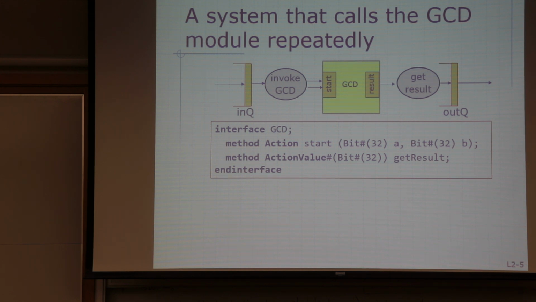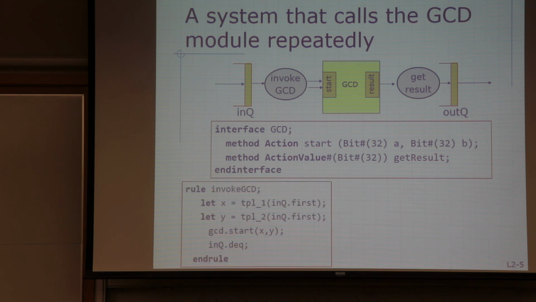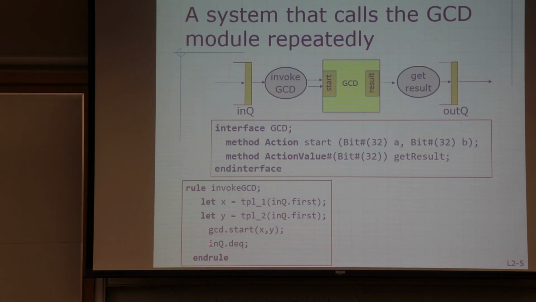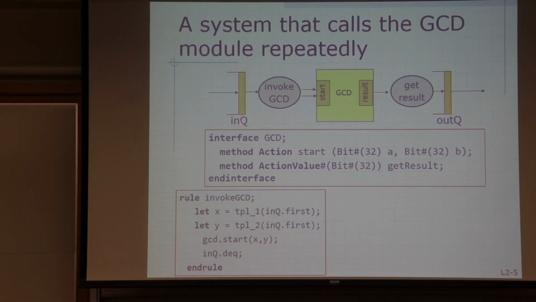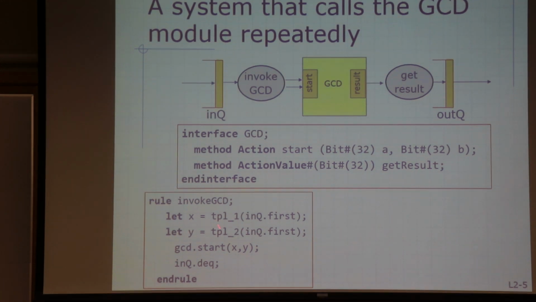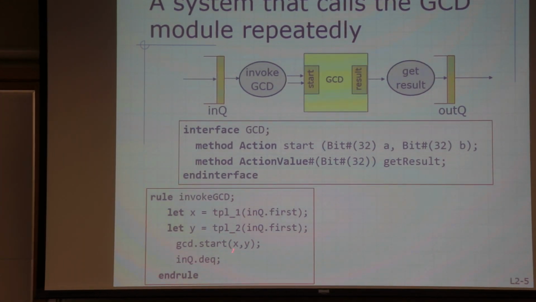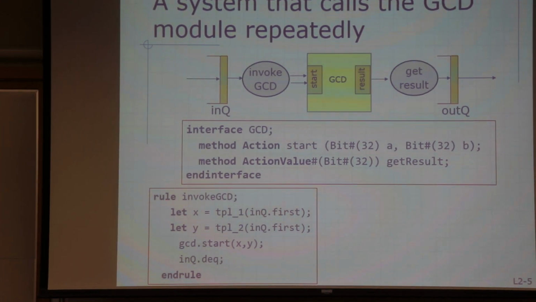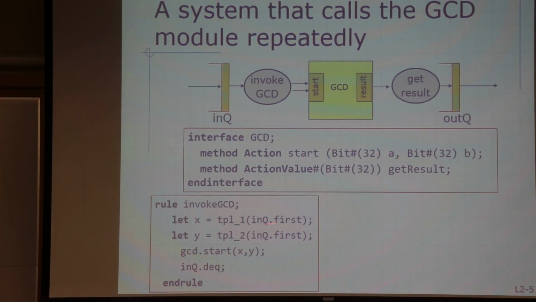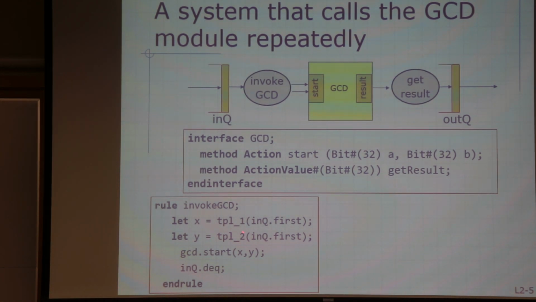Right? So I'm taking things from input Q and putting them into the GCD. So basically, what I want to do is start the GCD, give it X and Y, right? But I'm assuming this is coming as a data structure which contains two things. So this is the first element of the tuple. This is the second element of the tuple. So you're extracting from the first element of the input Q. First element is X, second element is Y.